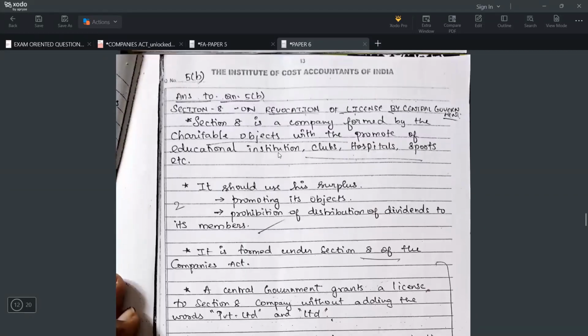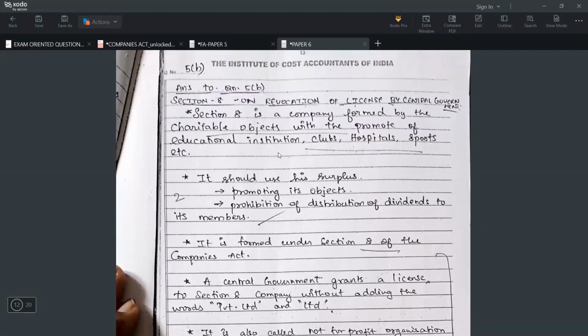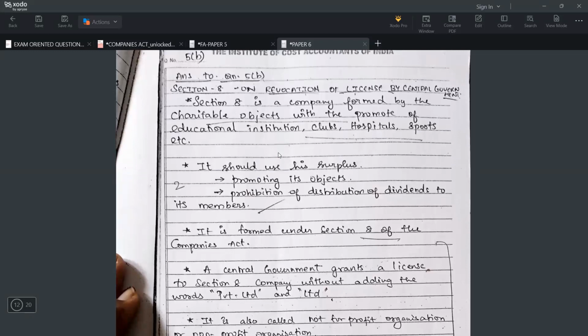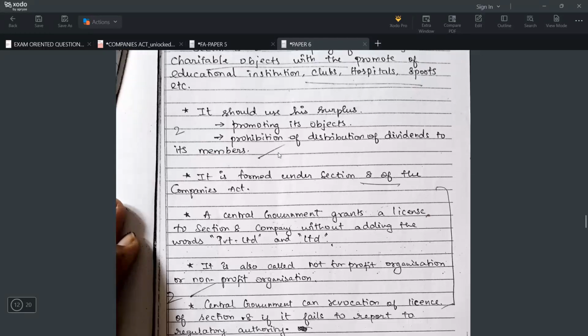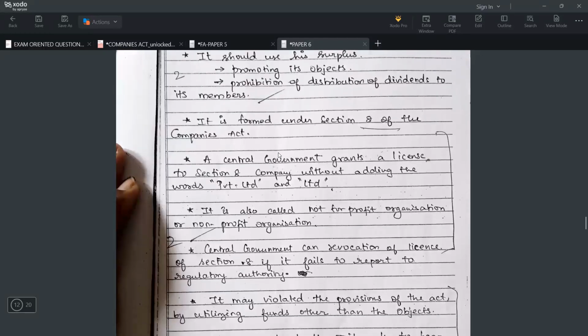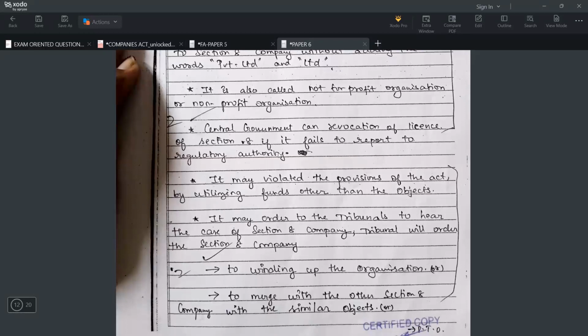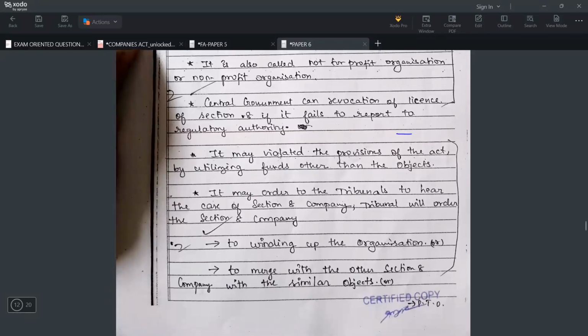Okay. Then question 5B. Question 5B is regarding Section 8 and the formation of a company formed for charitable objects. I will give the heading for what they are trying to ask, and I will write this very simply: which is a Section 8 company. This is a company used for promotion of objects and distributing. It is formed under Section 8, and this is a major part, because this is also a direct question.